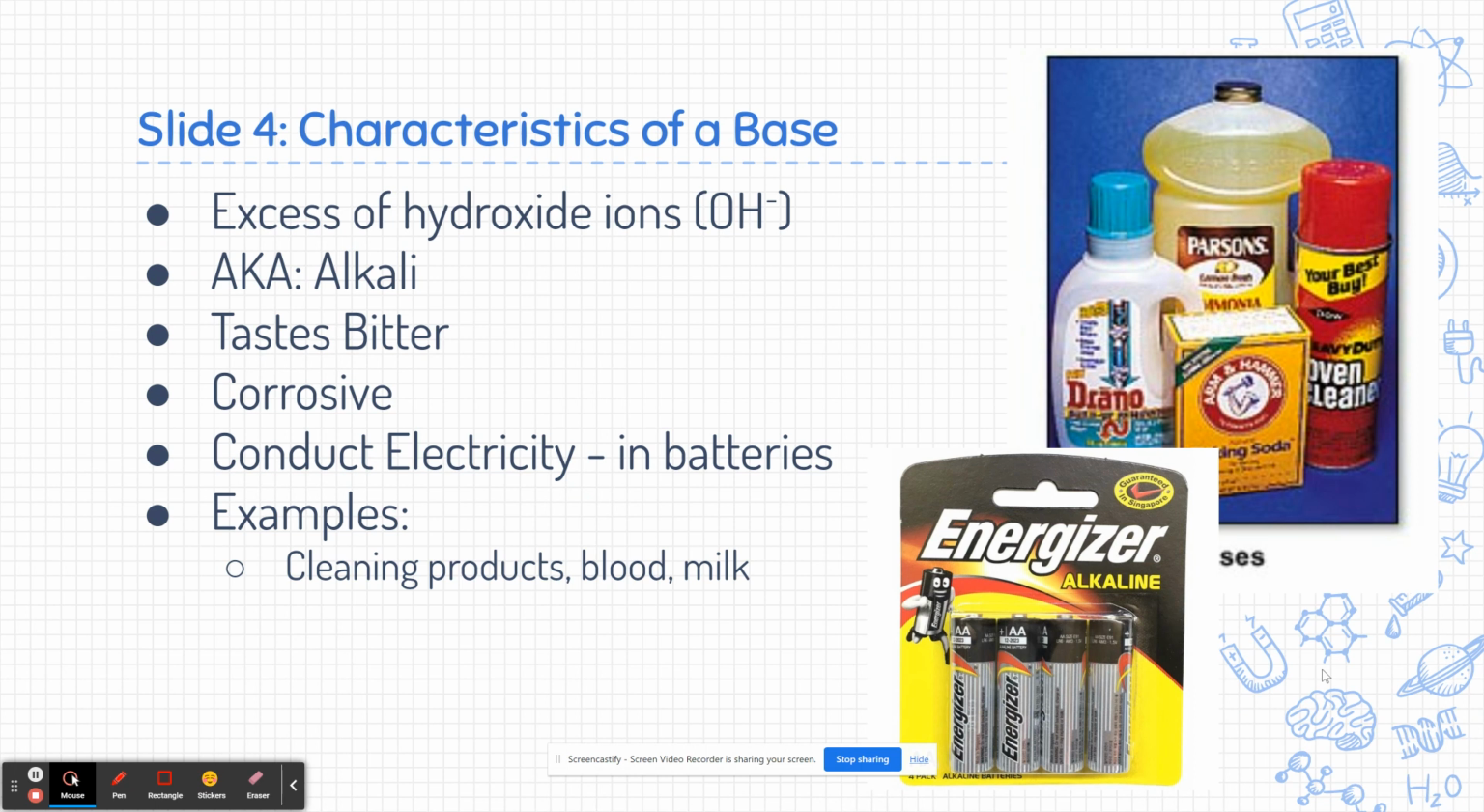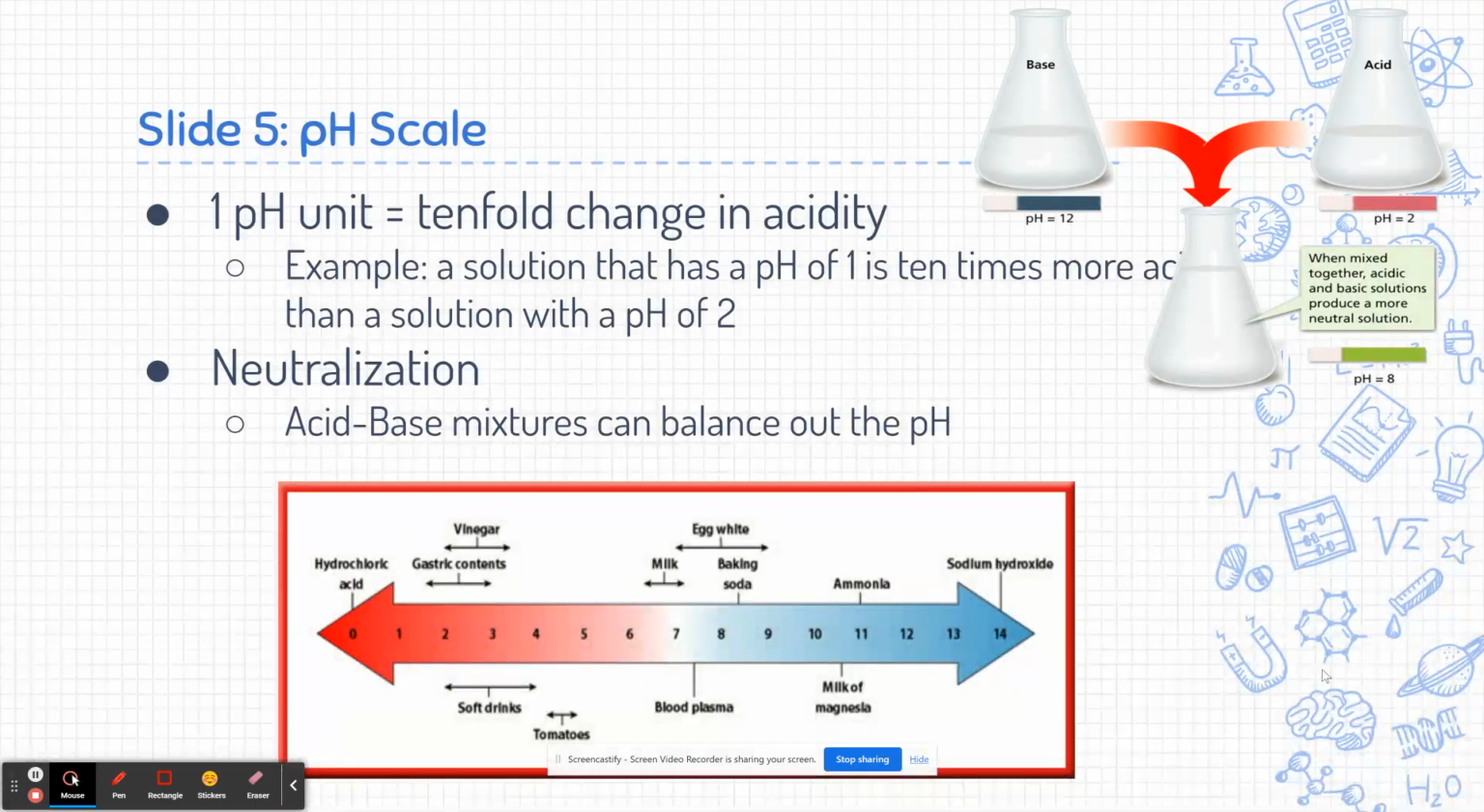Interestingly enough, bases can also conduct electricity. Like your Energizer batteries are known as alkaline batteries, meaning base batteries. Bases, however, do not react with metals like some acids do. Examples of bases include household items such as soaps and ammonia. Chalk and oven cleaner are also examples of products that contain bases. Even milk and blood are slightly basic.